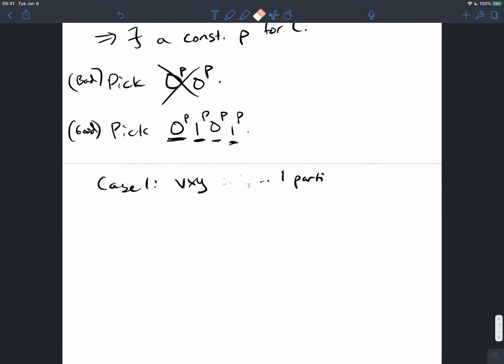Actually, there's an easier argument than this. I just realized, and it's much better. So divide the string up into one half and the other half, like this, right? Suppose that vxy is entirely on the first half. So it's either in the first partition or the second one or a mix or something like that.